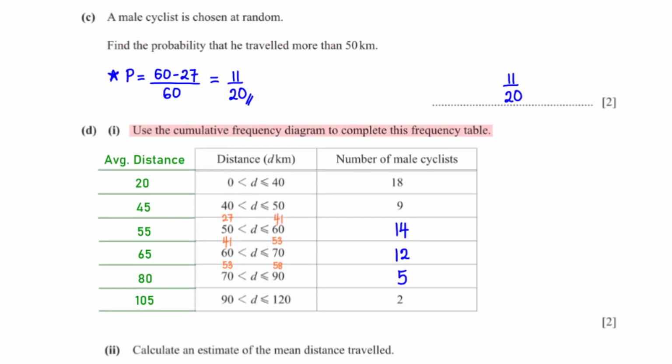Use the cumulative frequency diagram to complete this frequency table. When we map 50 kilometers on the graph, we get 27, and when we map 60 kilometers, we get 41. 41 minus 27 is 14. When we map 70 kilometers, we get 53. 53 minus 41 is 12. When we map 90 kilometers, we get 58. 58 minus 53 is 5.